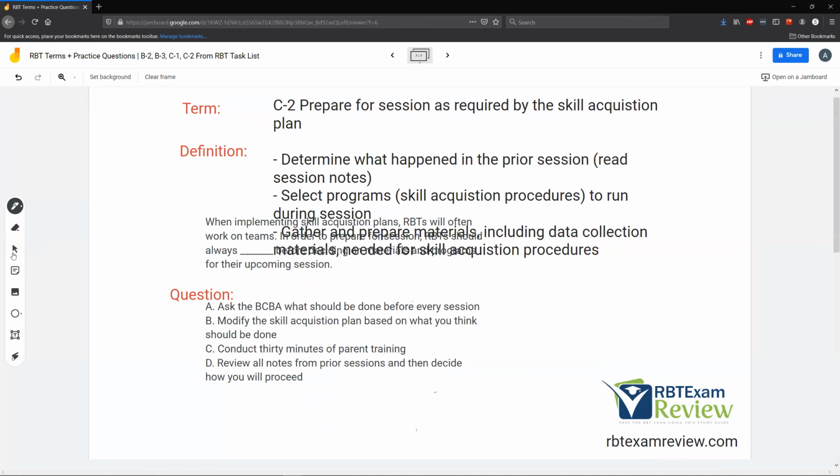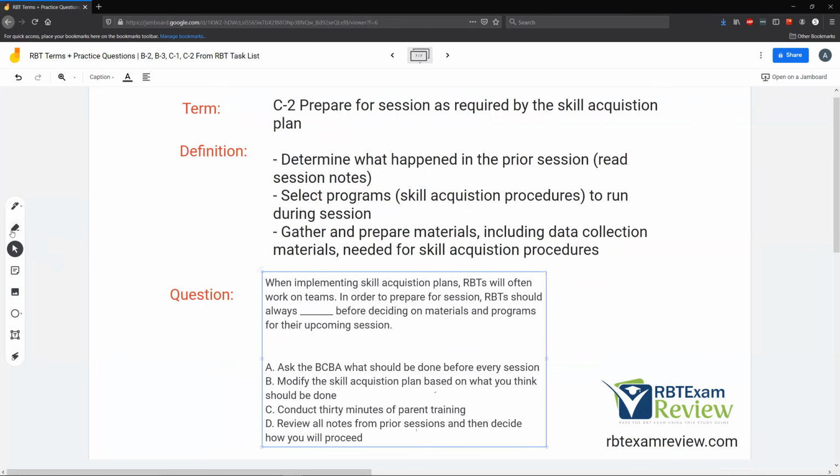Okay, C2, let me fix it real quick. C2, prepare for session as required by the skill acquisition plan. So now we're learning. Now we're taking steps to actually being RBTs. We've talked about measurement, we've talked about preference assessments, we've talked about functional assessments. We've created our skill acquisition plan, and now it's time to prepare for session. So as an RBT, what do you need to do to prepare for session? Well, first you need to read the acquisition plan, of course.